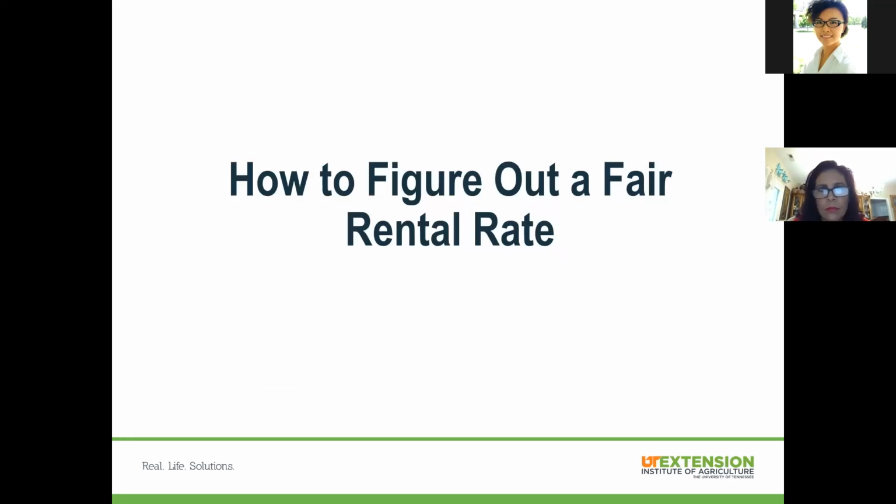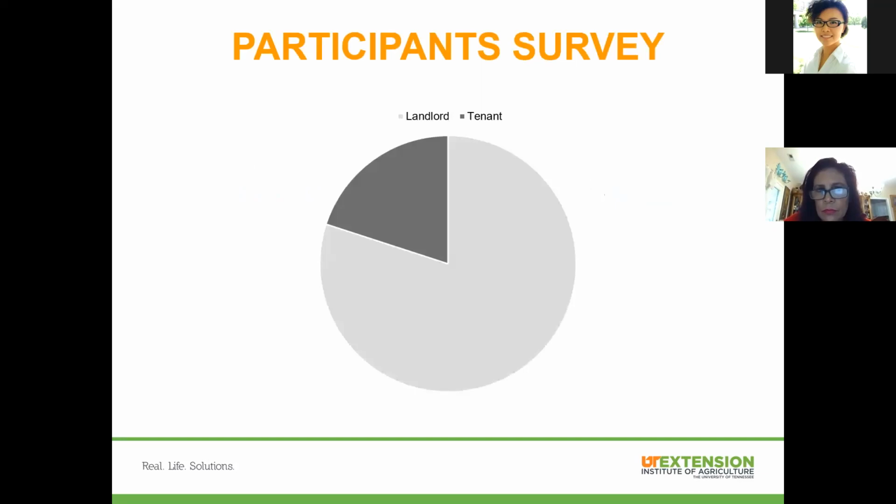We're going to be talking about how to figure out a fair rental rate. In the first session, I did a survey asking whether you're a landlord or tenant, and 2 out of the 10 answers I got were tenants. The majority of the participants here are landlords. So we're mainly going to talk about, as a landowner, how to figure out a fair rental rate, but also introduce some tools for the tenants to utilize, though we won't concentrate too much on those tools.